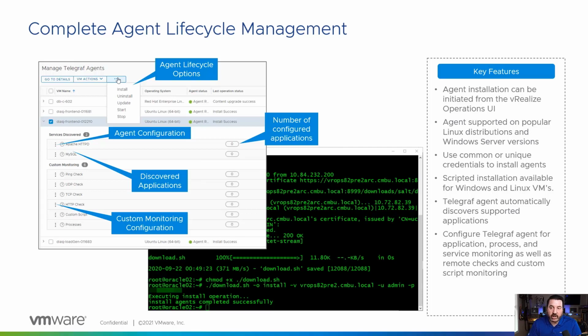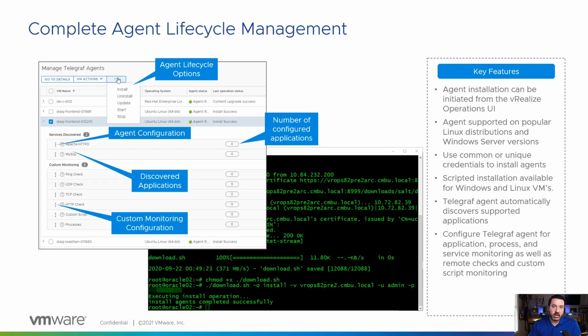vRealize Operations UI, but then there's also a scripted based install. So if you are deploying your own virtual machines through something like vRealize Automation, a lot of customers previously would leverage the vRealize Operations APIs to get that agent installed on that virtual machine, because we can't just bake the Telegraf agent into that virtual machine. That could get a little bit confusing for vRealize Operations if every Telegraf agent has the same metadata. We may not know necessarily where that information is coming from. So we need to install the agent after the virtual machine has been deployed.